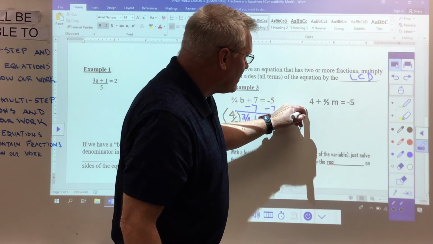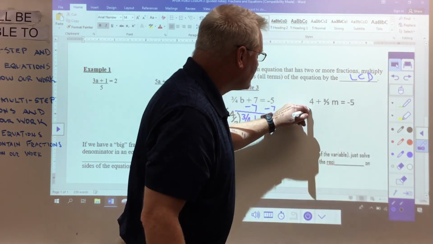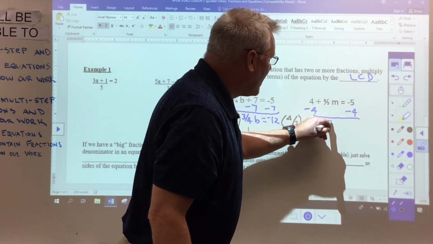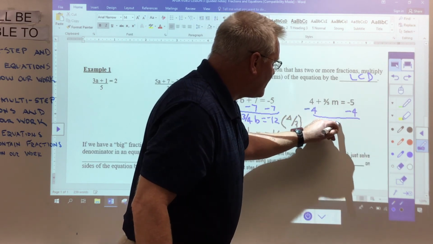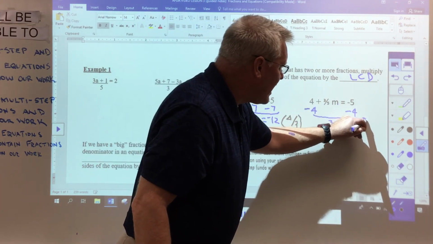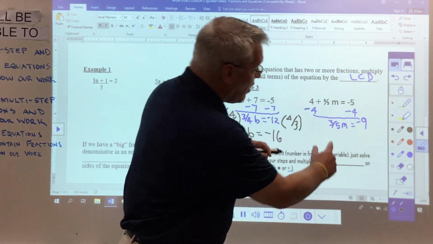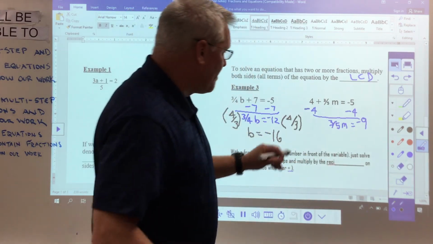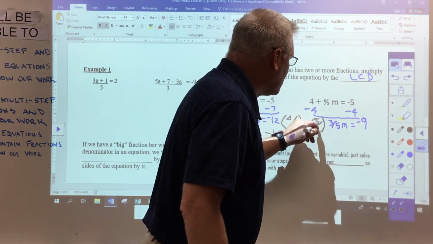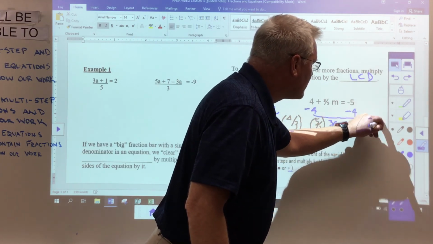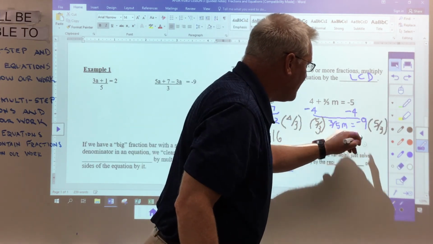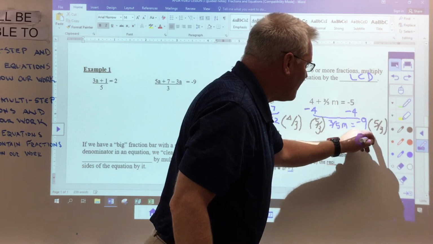On to the next one. Looking at it like it's a 2-stepper in this case, we'll wind up with 3/5 m. We subtracted 4 from both sides, all equal to -9. My trick here is to multiply by the what? Reciprocal. Very good. So I'm going to multiply by the reciprocal, which is 5/3. Negative times a positive, our answer is going to be negative. I think we come up with negative 15.